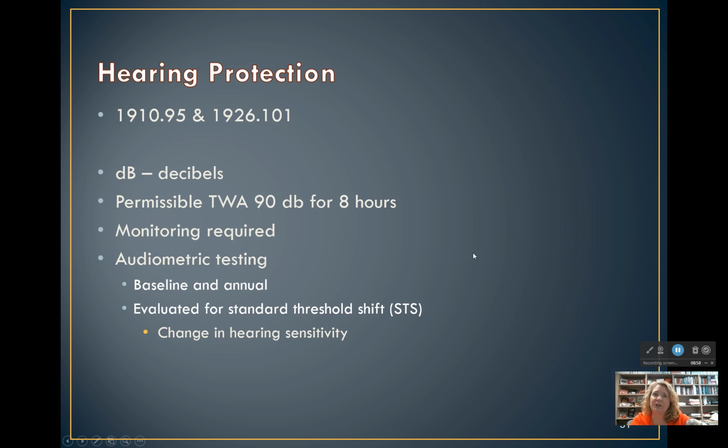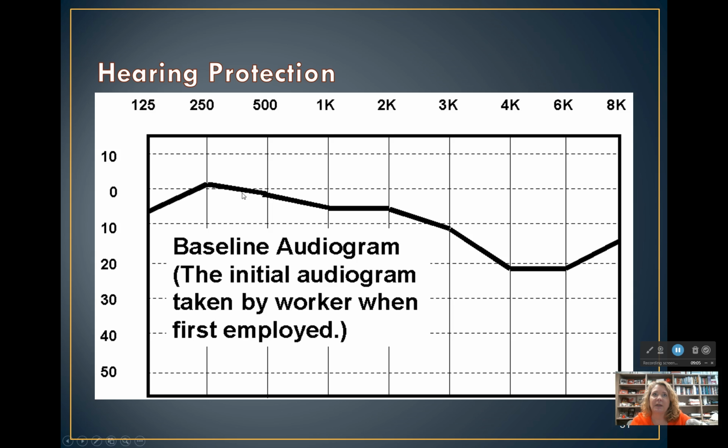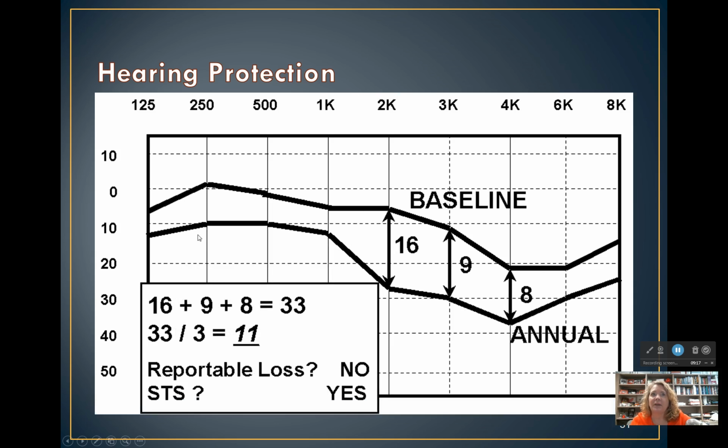And what we're looking for is a shift in their threshold. Essentially this is like a baseline, and they typically will look at 2K, 3K, 4K, which is what they test on. But this is like their baseline. Then they come in and do this annual testing, and they'll see if there's a shift. It kind of goes to the reportable.